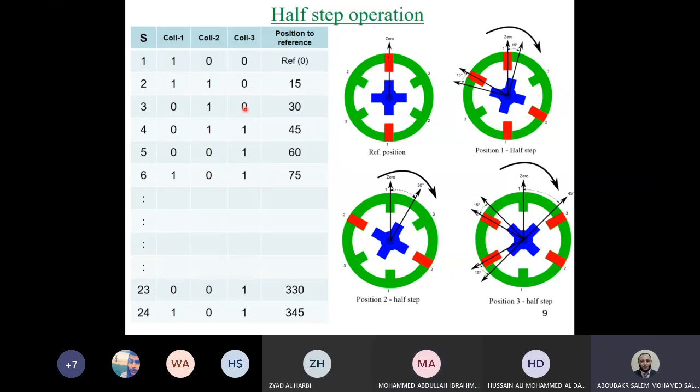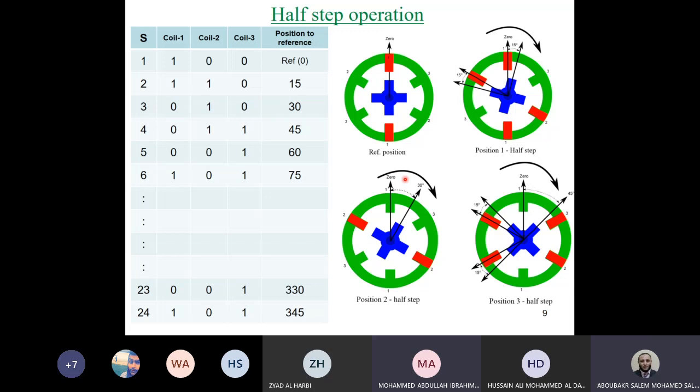Is it right, Shabab? Yes. So the first step here is the same like the first step in the full step operation, and the third step here, or third position, is the same like second step in the full step operation. Right. So we have here 0 angle and 30 degrees. We need to move the motor in between these steps. So instead of 0 then 30, we need to stop the motor at 15 degrees.